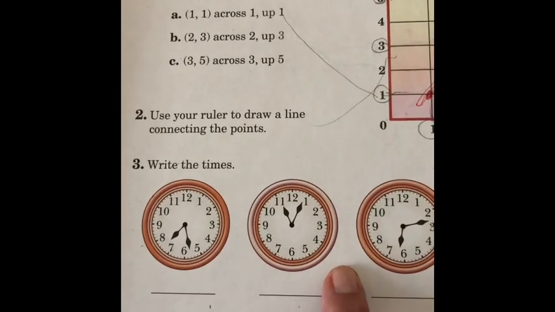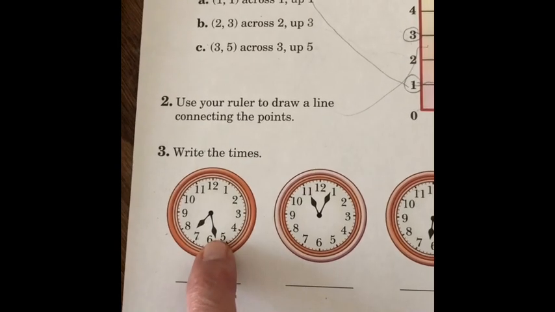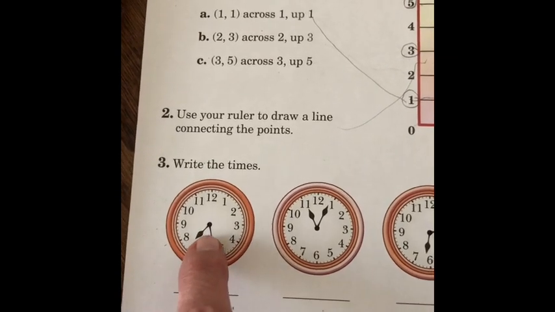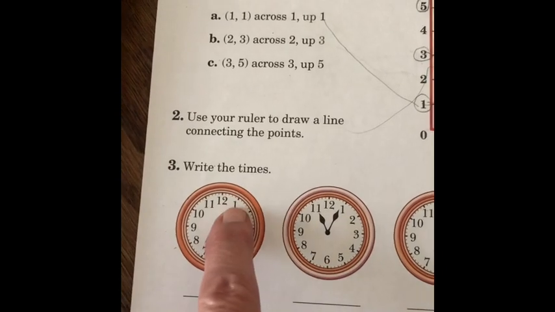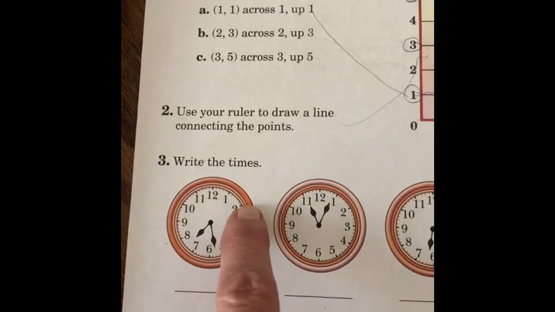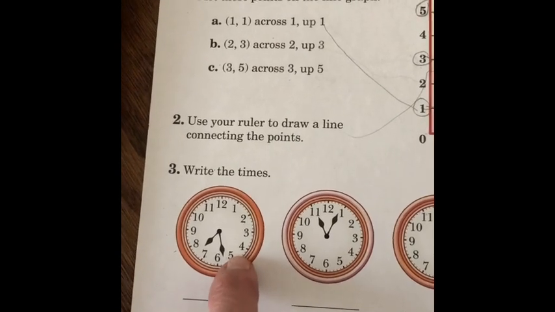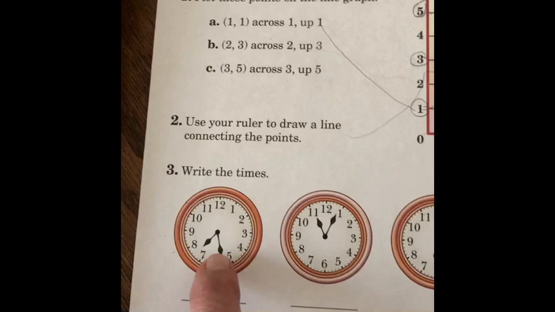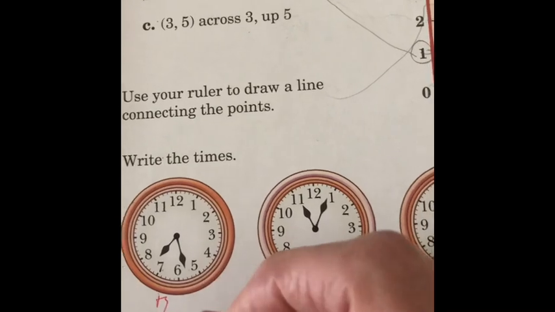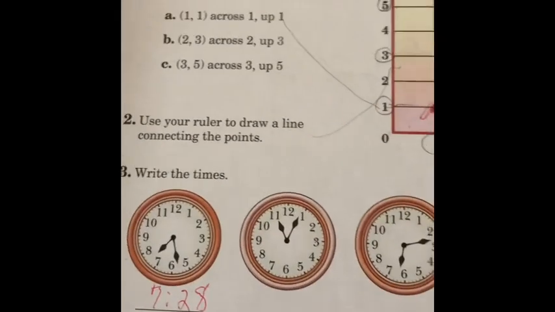Write the times. So you're going to write the time for the first clock. So you know it's going to be 7, and then you're going to count by 5s to see what time it is. So you got 7 here. You got to go to your 12 where it starts and count by 5s. 5, 10, 15, 20, 25, but it's not on the 5, so 26, 27, 28. My time is 7:28. So you put 7:28.